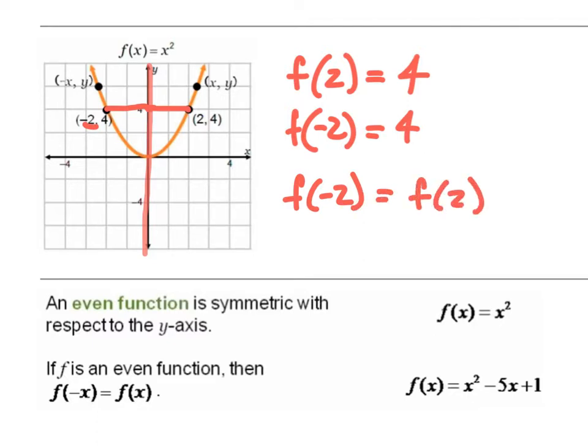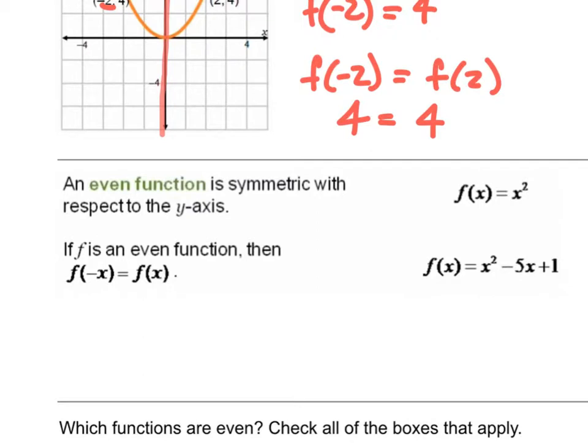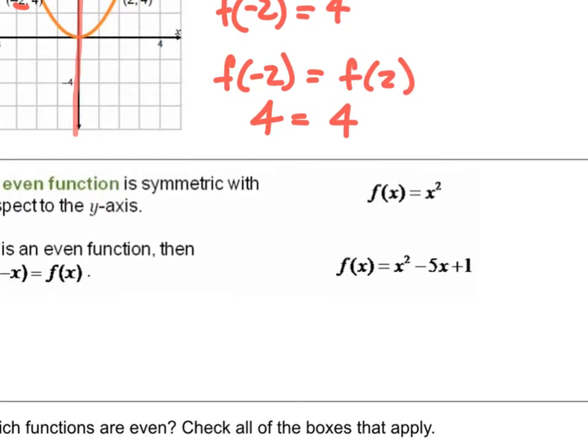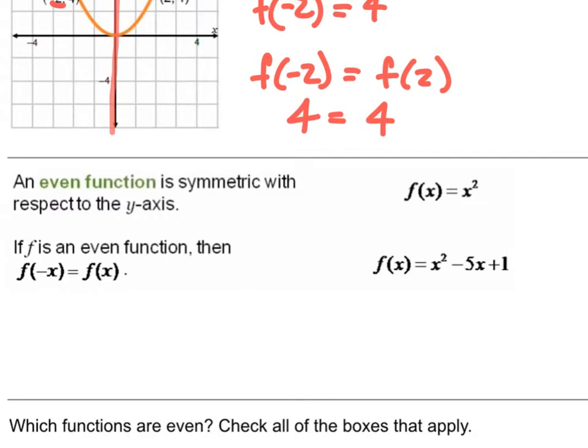And all we're really saying there is that 4 is equal to 4, because we know that f of negative 2 is equal to 4, and f of 2 is equal to 4. So these two things are equal. And so what we want to do is determine if these are symmetric, if these are even functions.